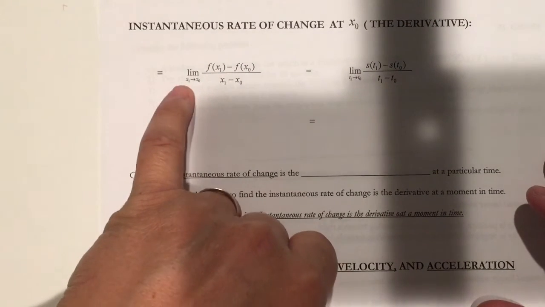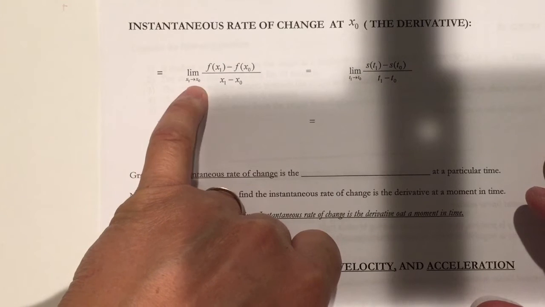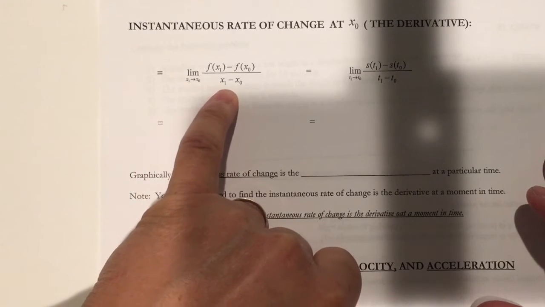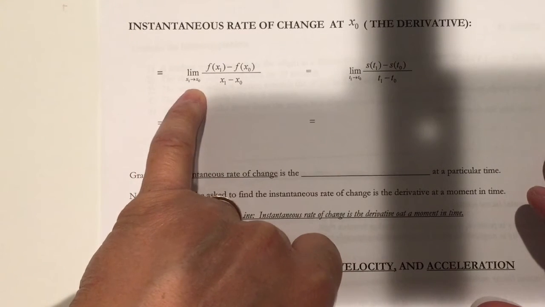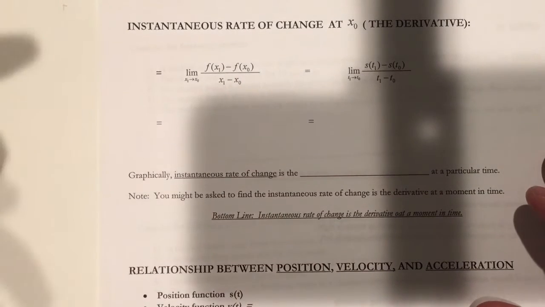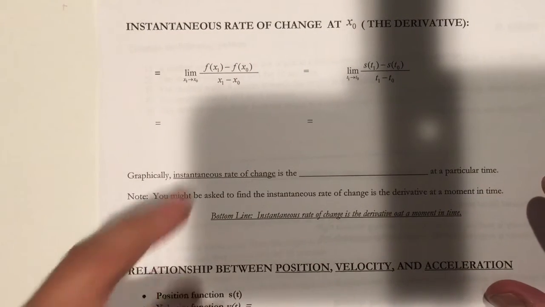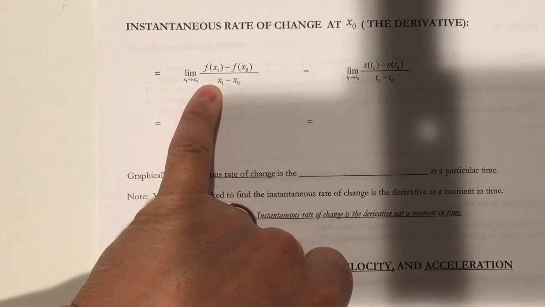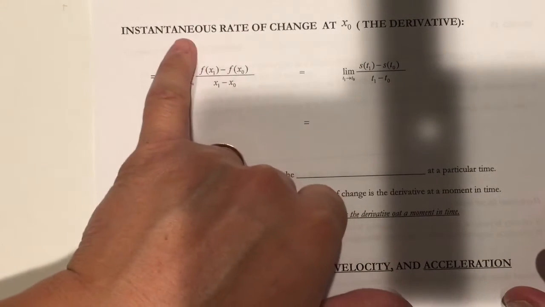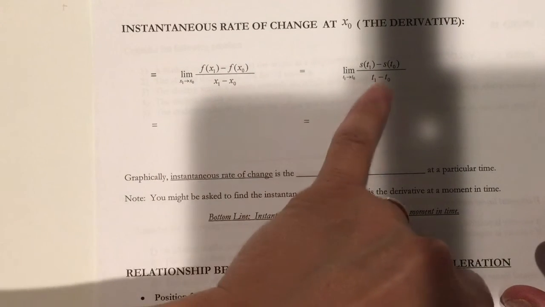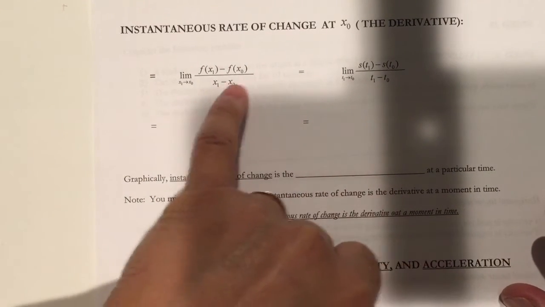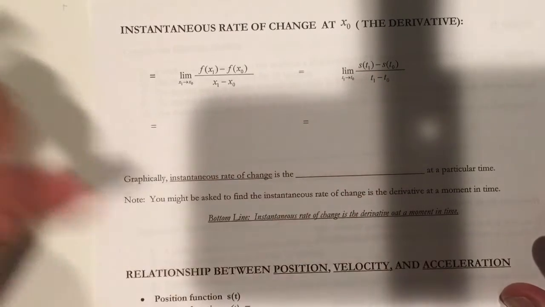equals the limit as x sub 1 approaches x sub 0. So we're going to drive x sub 1 really close to x sub 0. So x sub 1 will nearly be the same as x sub 0. And this is how we define the derivative, right? Which in our case now, this is just the instantaneous rate of change. That's equal to that. Okay, they mean the same thing, they just have different function names.